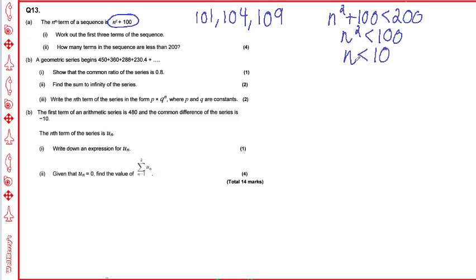There's no plus minus because you can't get a number that's negative. The number of the term cannot be negative. Less than 10 means there are 9 terms less than 200.